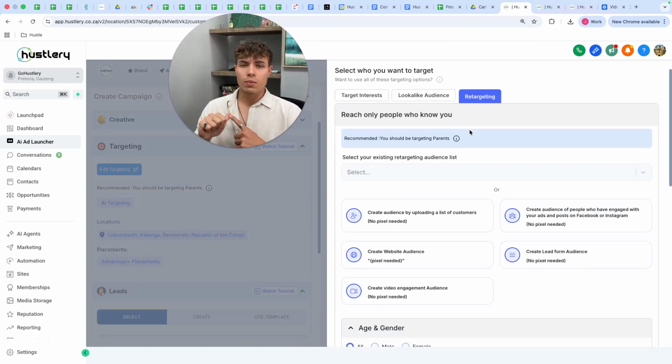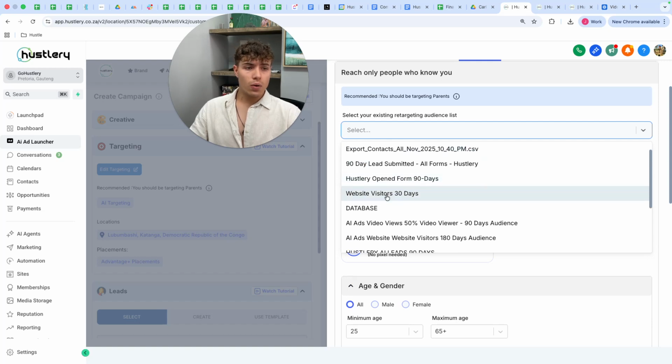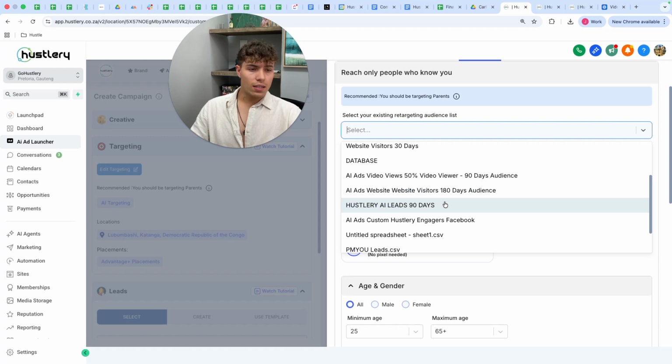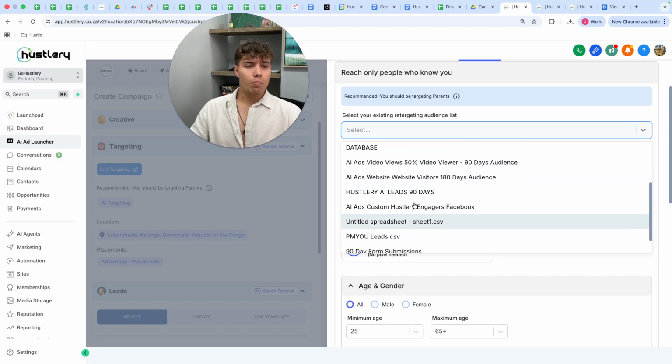You retarget past website visitors, people who've watched your videos, people who've interacted with your videos by leaving comments or likes, but they don't necessarily convert into a lead or a paying customer. Okay, so you go here, you can say 90-day form opened, you can select your contacts, people who are in your database that haven't spoken to you or booked with you in a while. You can say website visitors for 30 days, you can say AI video views 50% viewer, you can say Hustlery AI leads 90 days. So if you go and select your retargeting audience list, it will give you a bunch of options.